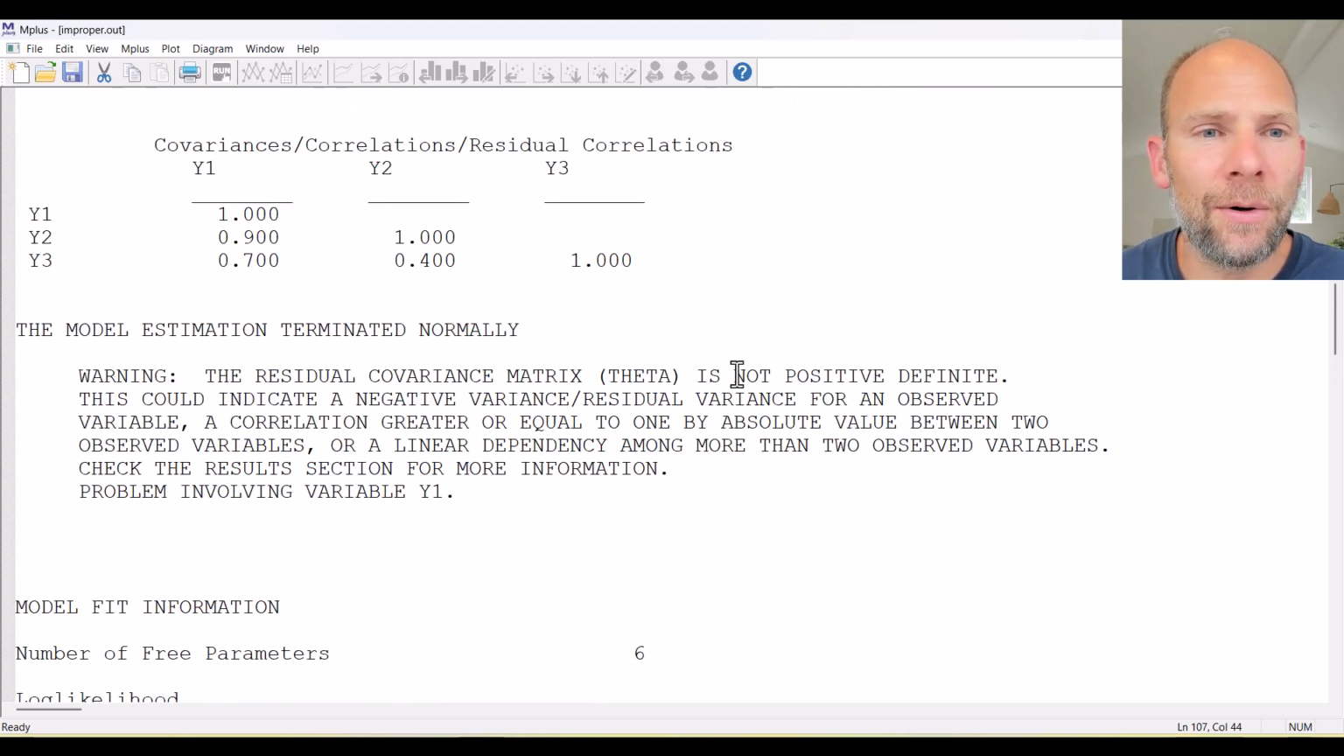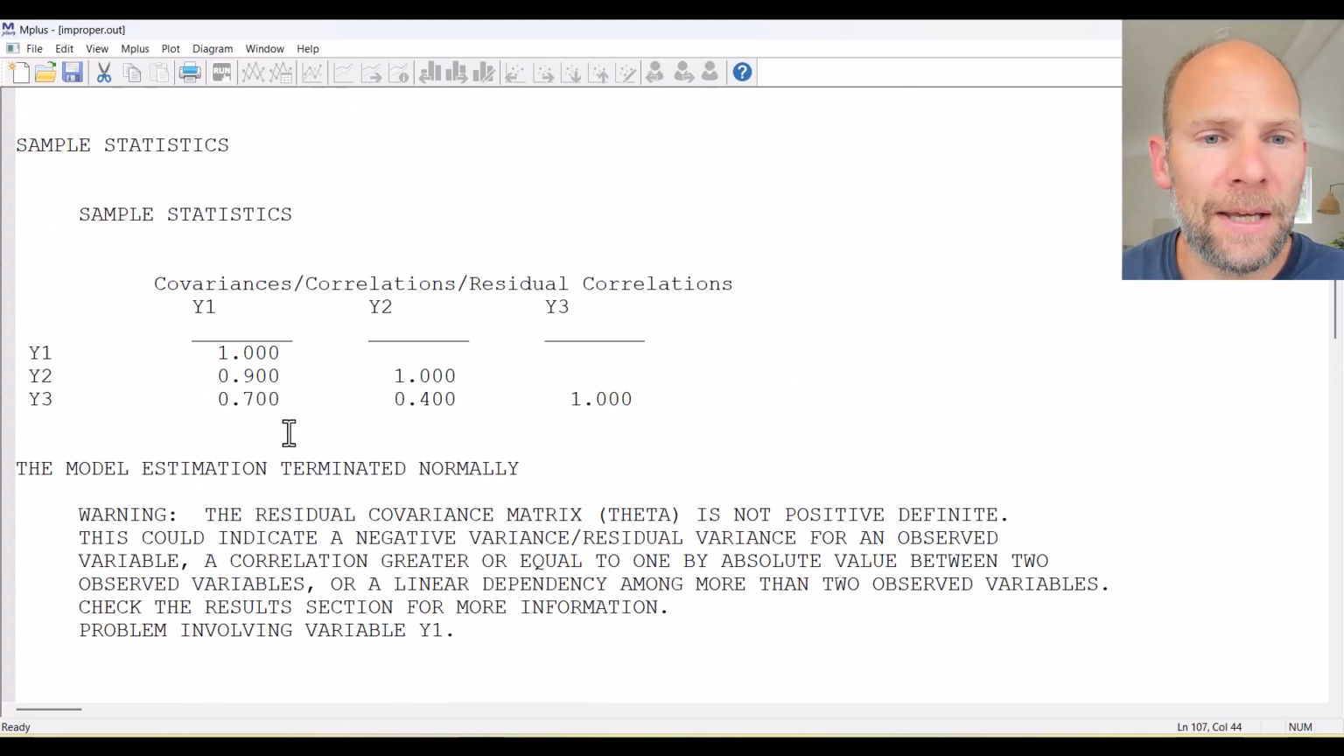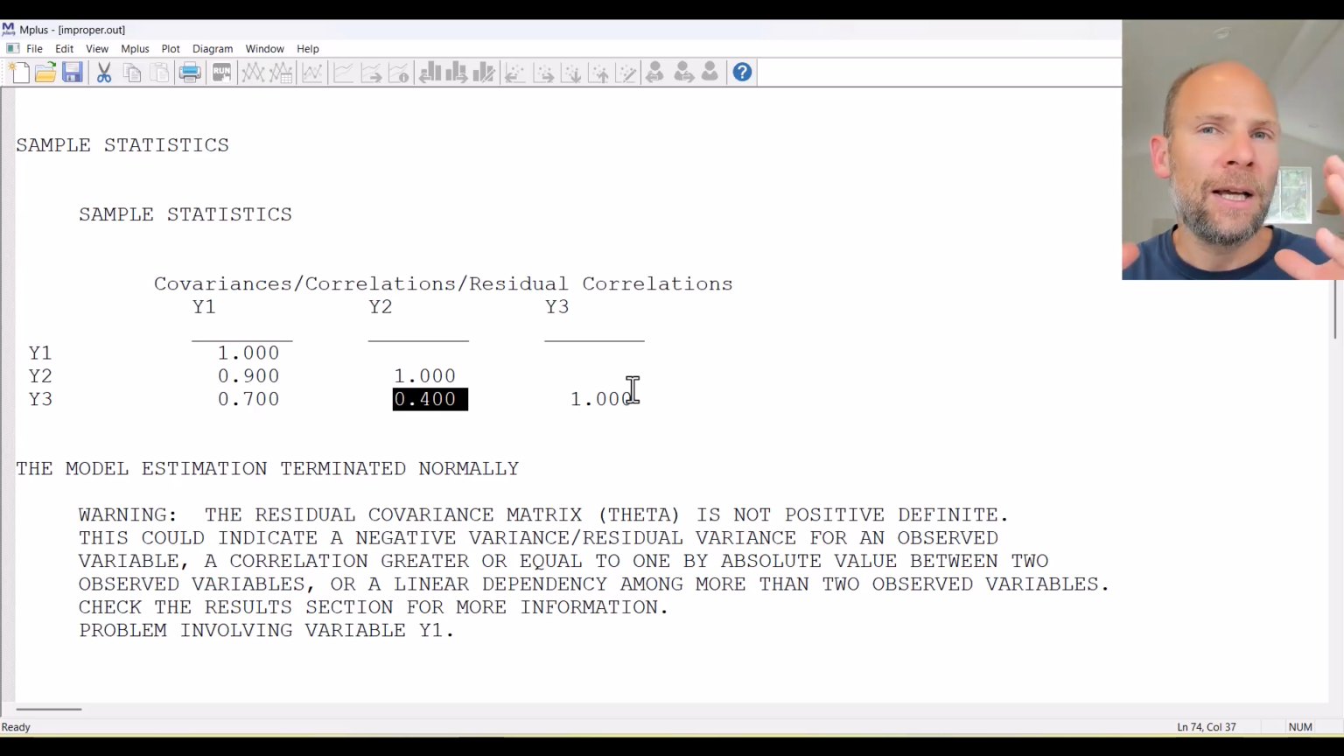However, when we take a look at the correlation matrix, we can see that there is a pattern of correlations that is not very homogeneous. So this model implies a unidimensional structure, so the correlations among the variables should be about equally strong. And here they vary widely between 0.4 and 0.9.